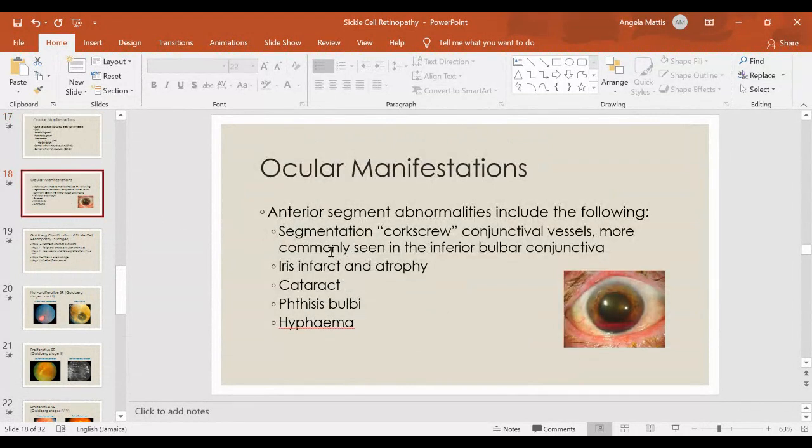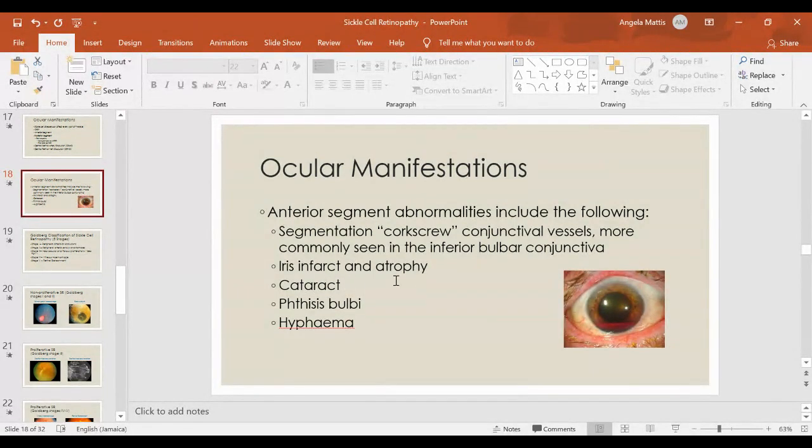So the anterior segment findings include segmentation or corkscrew conjunctival vessels. They have a kind of comma shape, and they are more commonly seen in the inferior bulbar conjunctiva. So you pull the lower lid down, and you see these common looking vessels. I couldn't find any online that was suitable for demonstration, but they look like a comma, and that's what they look like.